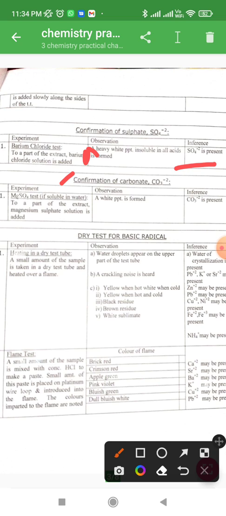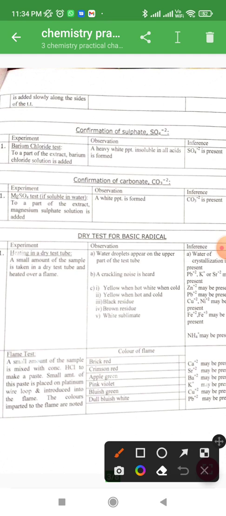And lastly, you have to write confirmation of carbonate. The test is called the magnesium sulfate test. But I tell you, this test we perform only if the salt is insoluble in water. Okay. It's a printing error. It should be "if insoluble in water", because most of the carbonates are insoluble.